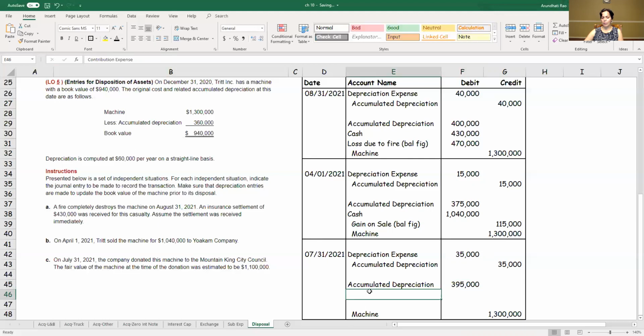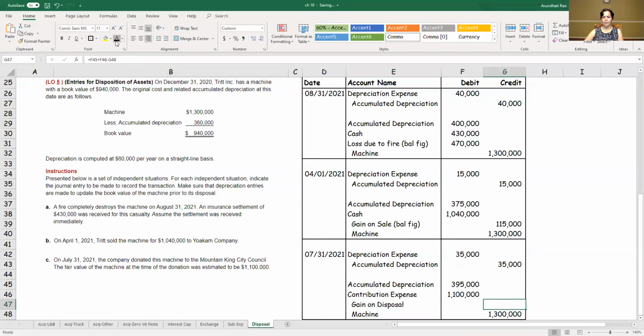Now, this 1.1 million fair value of the asset, what I could have gotten in cash, I just gave it away. That number is going to be the contribution expense, $1.1 million. I write it off as an expense in my books, not as a loss, but as an expense. I just gave it up.